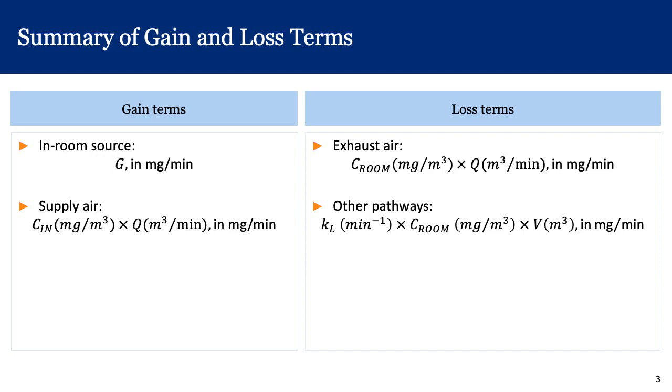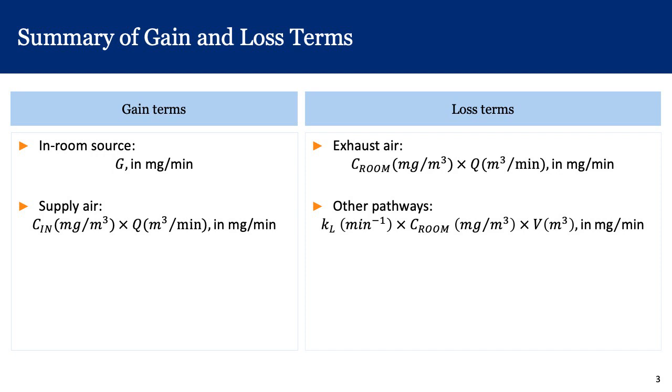So the gain terms are: there is an in-room source which has a strength of G milligrams per minute that is adding contaminant to the room air. The supply air, for the sake of generality, we are going to assume is also contaminated with the same contaminant, and the air supply is coming into the room at a rate of Q cubic meters per minute, and it has a concentration of the contaminant of Cn milligrams per cubic meter. So the supply air is adding the product of these two terms, Cn and Q, and the units of these are the same as the first term, milligrams per minute.